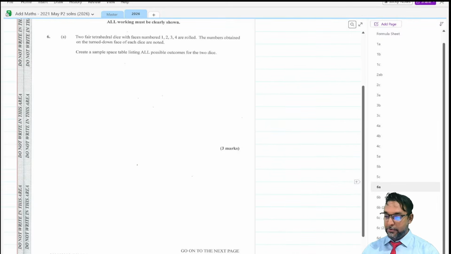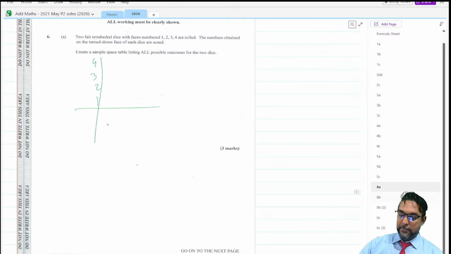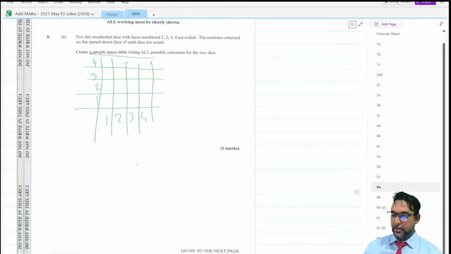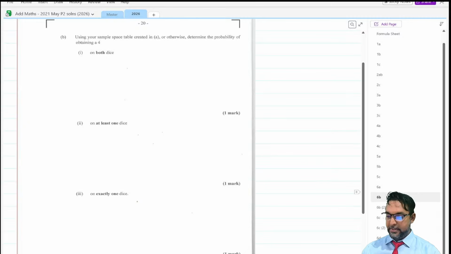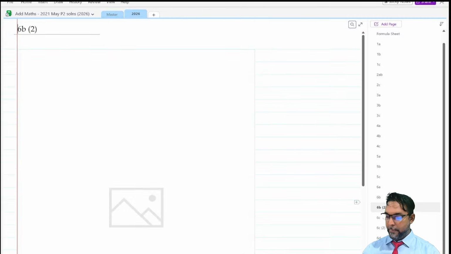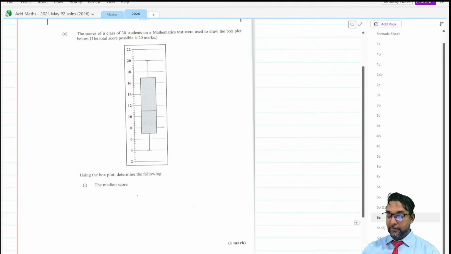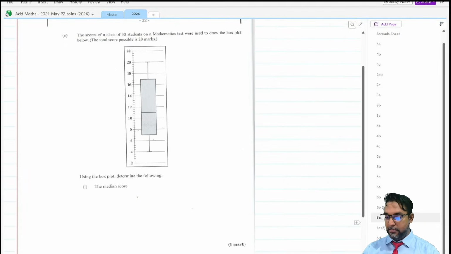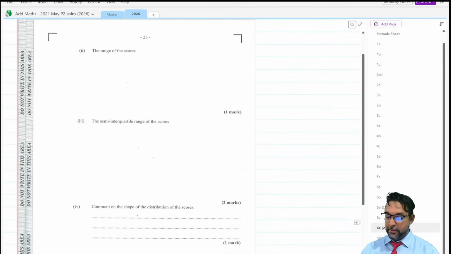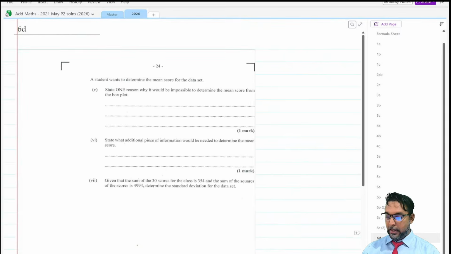Sample space for 2 tetrahedral dice. Well, that's 1, 2, 3, 4 versus 1, 2, 3, 4. Use your sample space table to determine the probability of that. Okay, cool. So there's independent, a conditional. Then they give you a box and whisker and vertical. They want the median. Then they want the range, I mean the quartile range, and the shape.